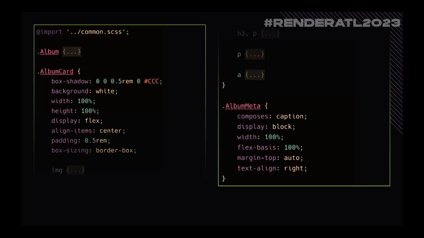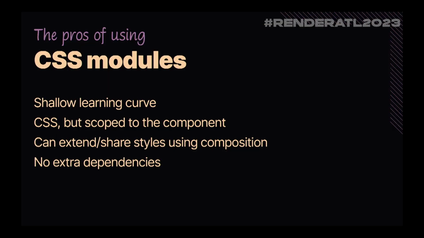So it's going to look something like that. You can also have it inherit to a point. So you'll see in that bottom right, I've got that album meta composers caption. Caption is a class that I've defined in another file, and then it's going to grab all those styles and add to it as well. Very similar to extend in Sass. And so we then build the same thing, essentially.